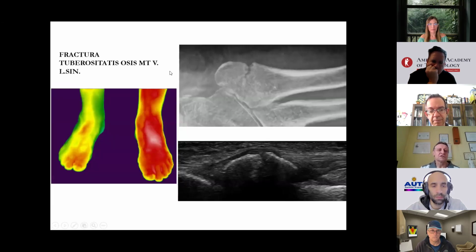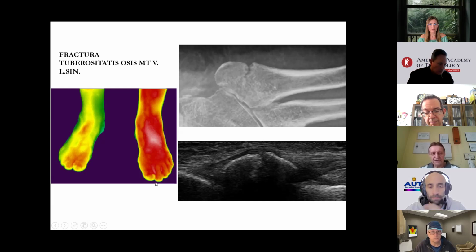Fractura tuberositatis ossis metatarsi quinti lateris sinistri. On X-ray, we can see this fracture, and also on sonography. And as a consequence of that is increased temperature activity of the left foot.